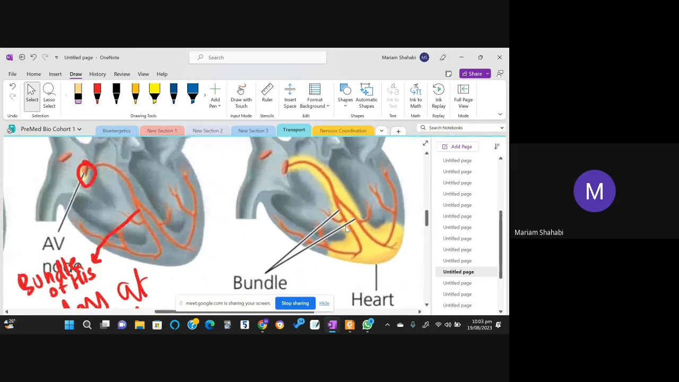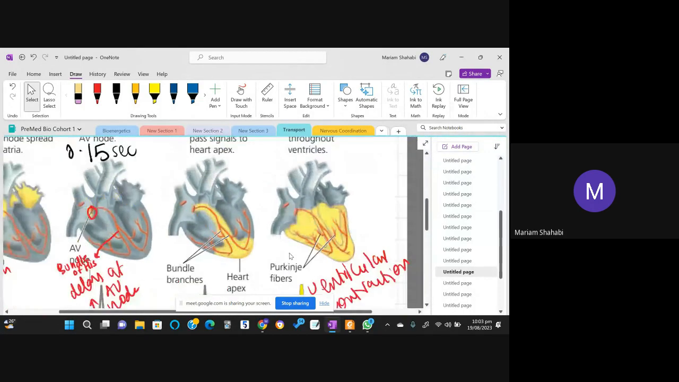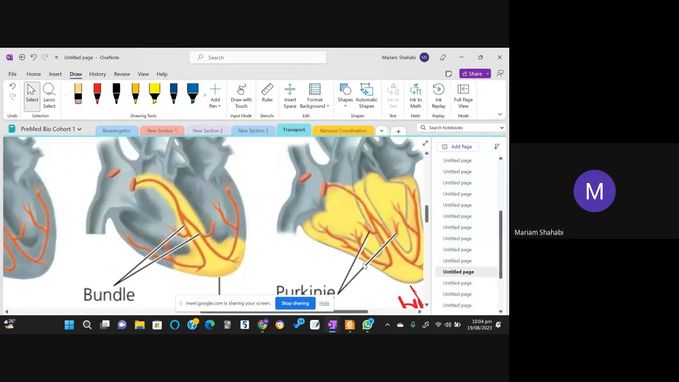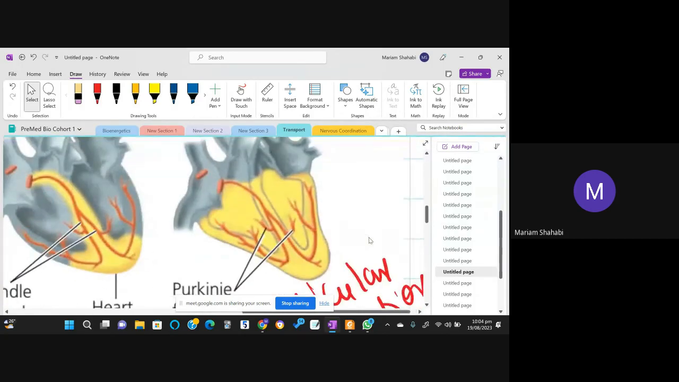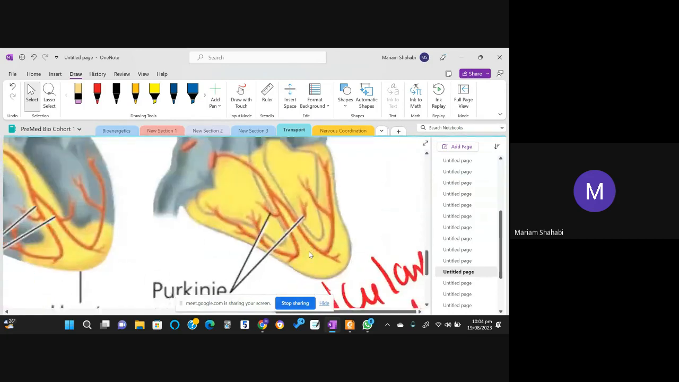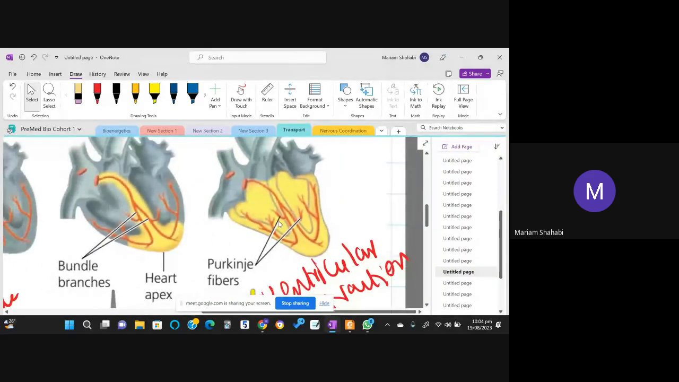Okay, branches come out of this bundle and go toward the ventricles. These are the branches in the ventricles, and the impulse will travel. The signal came from the AV node, will go to these branches, and then the ventricles will also contract. First the signal goes to the bundle branches, and then the bundle branches will transmit to more fibers called the Purkinje fibers. Okay, these are labeled. So you can see bundle branches and Purkinje fibers.